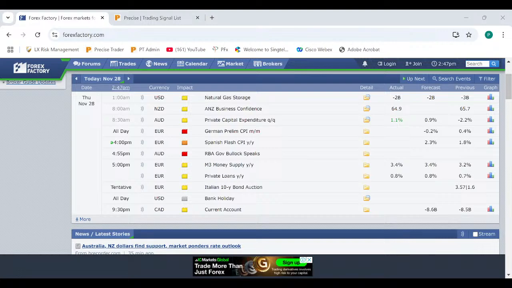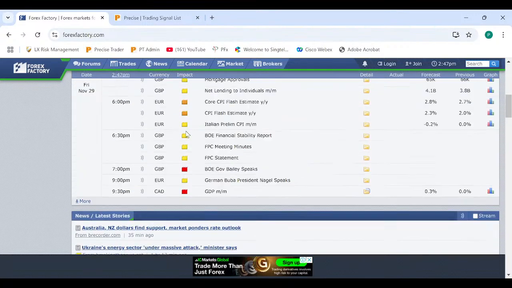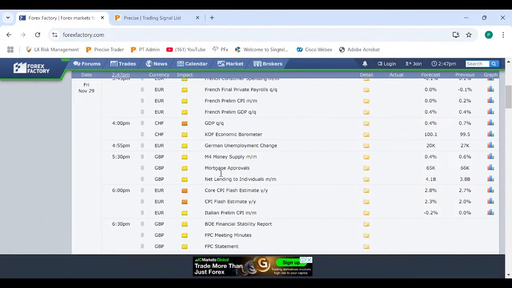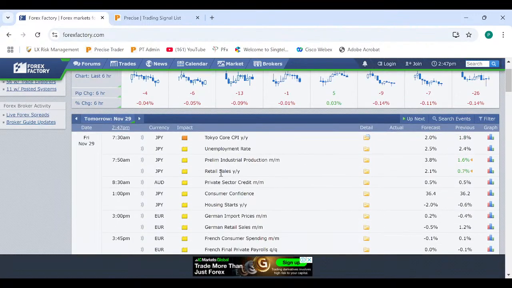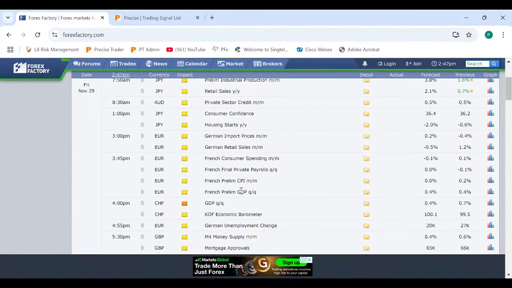Today do take note that there is no data out, and at the same time the US is on holiday, a US bank holiday, I think for Thanksgiving Day. Then let's see tomorrow. Tomorrow we have BOE governor speaks and Canadian GDP and Euro CPI. So tomorrow also looks like there is no US data. So today and tomorrow, in fact this week, is expected to be a quiet session. Not to say quiet, but within a range.